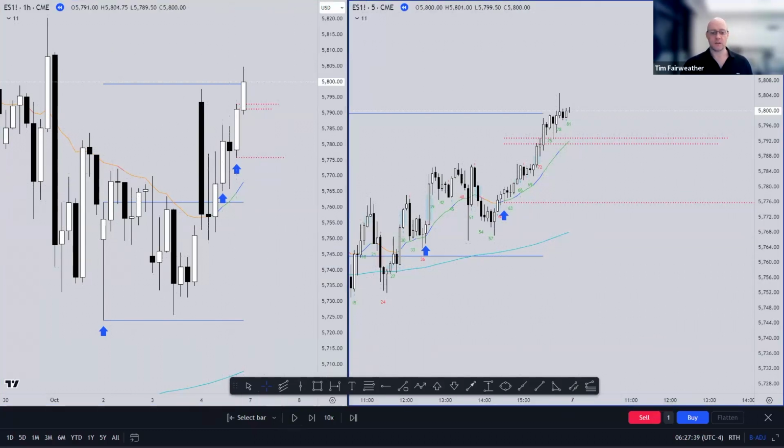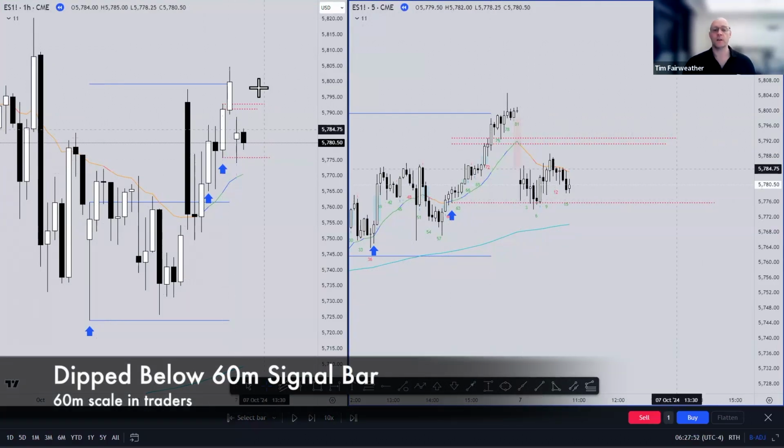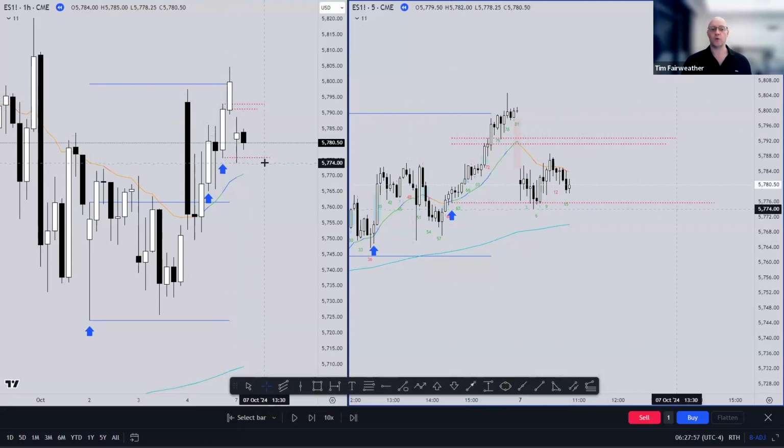Now, as we come into the session, let's see what happens. Coming into the session, the first thing that happens is that we dip below that signal bar. And that's important because if you bought the high of a bull bar and we go below that bar, then you're going to have to take action. Particularly if you know a channel, there are traders that are going to buy below that bar.